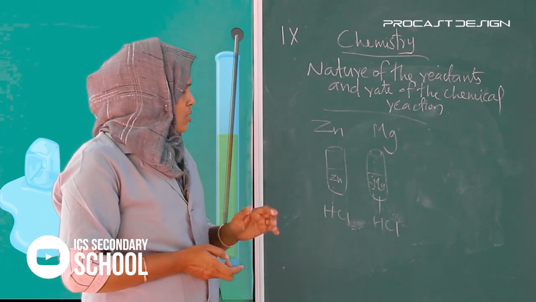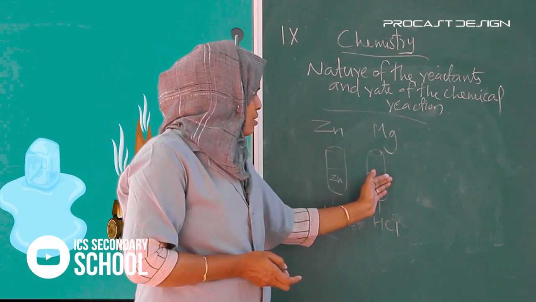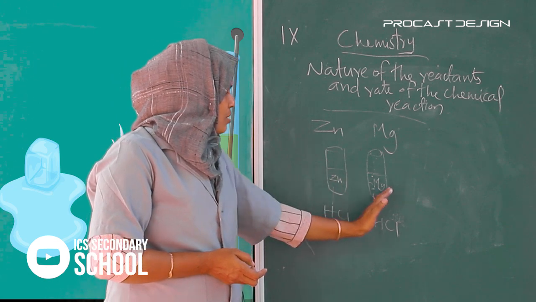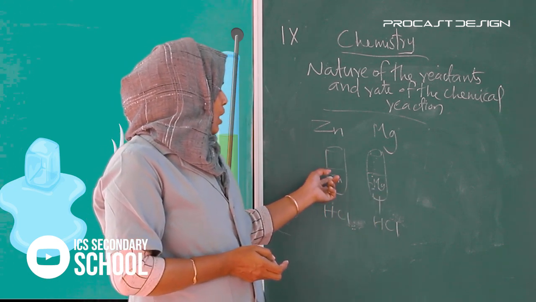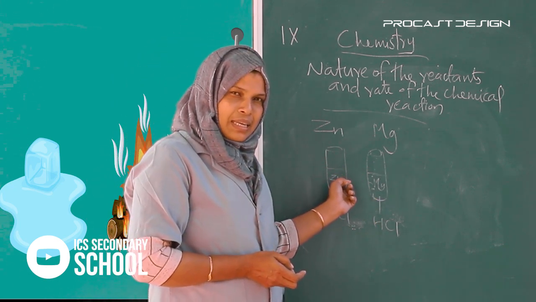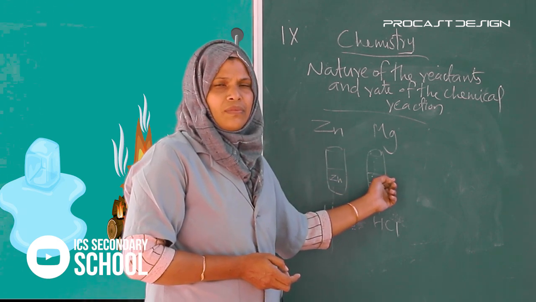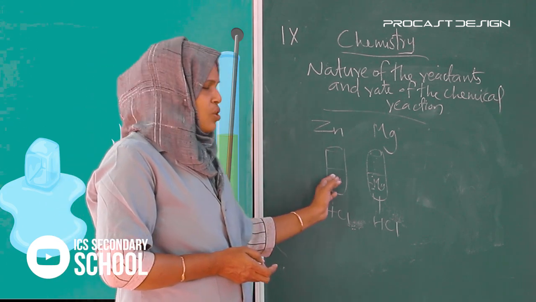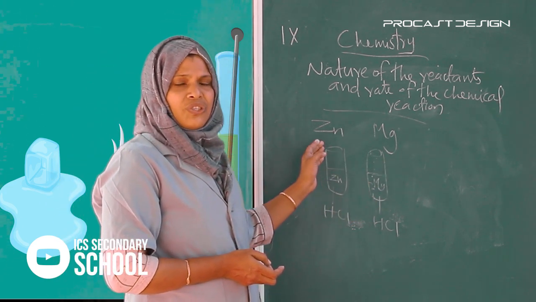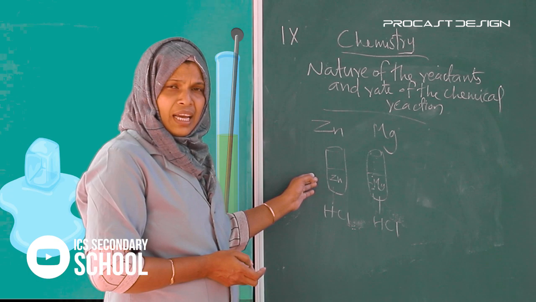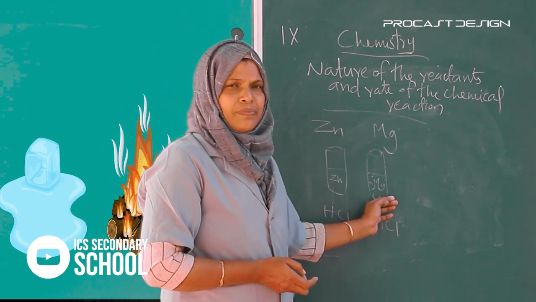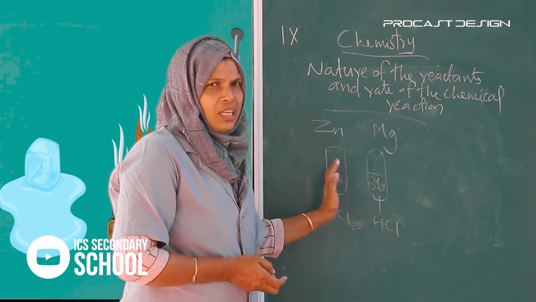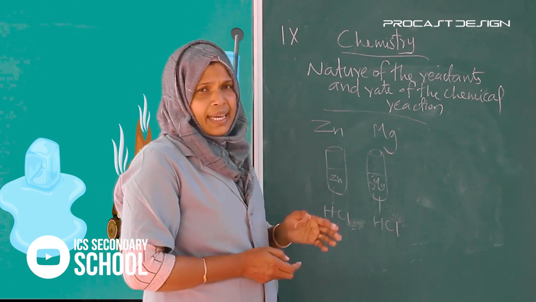Here we use the same mass or same size of equal amount of HCl and equal mass of zinc and magnesium. Okay, but the difference is in the nature of the reactant. Here first we take zinc and second we take magnesium. So the reaction rate is different in these two cases.